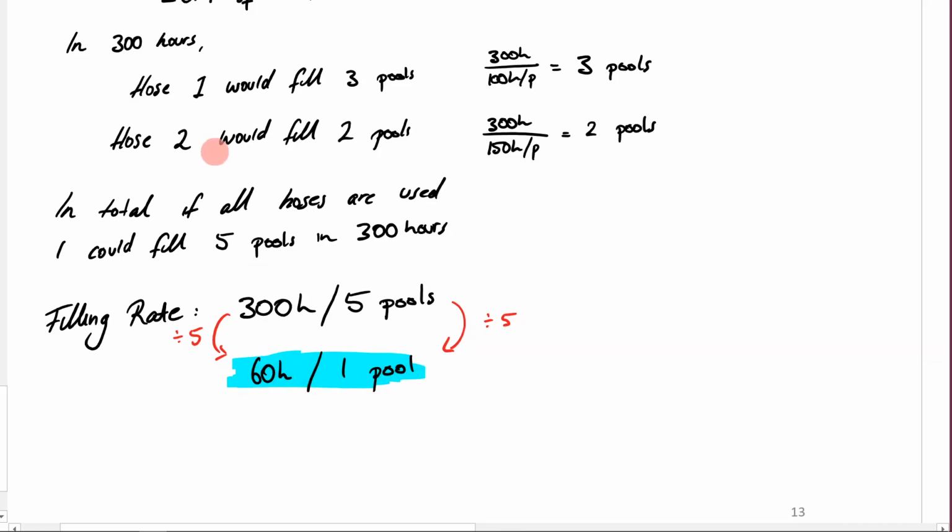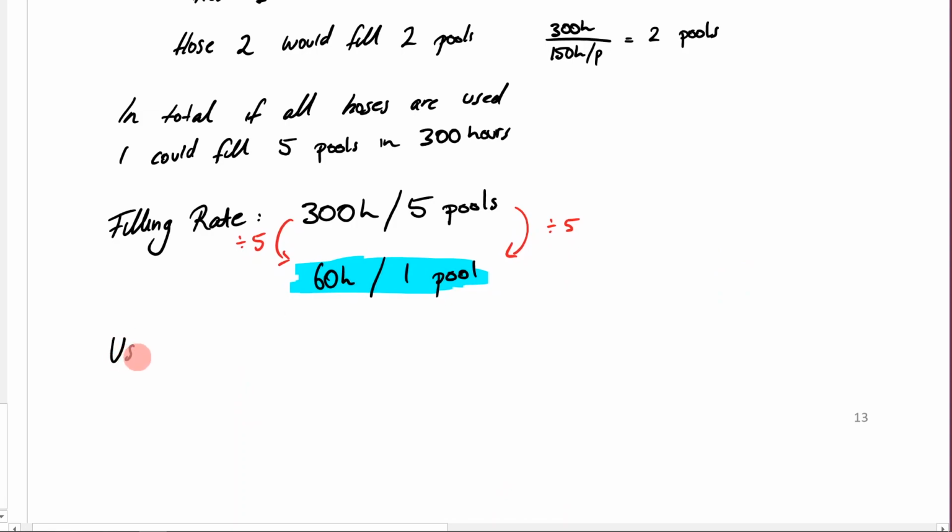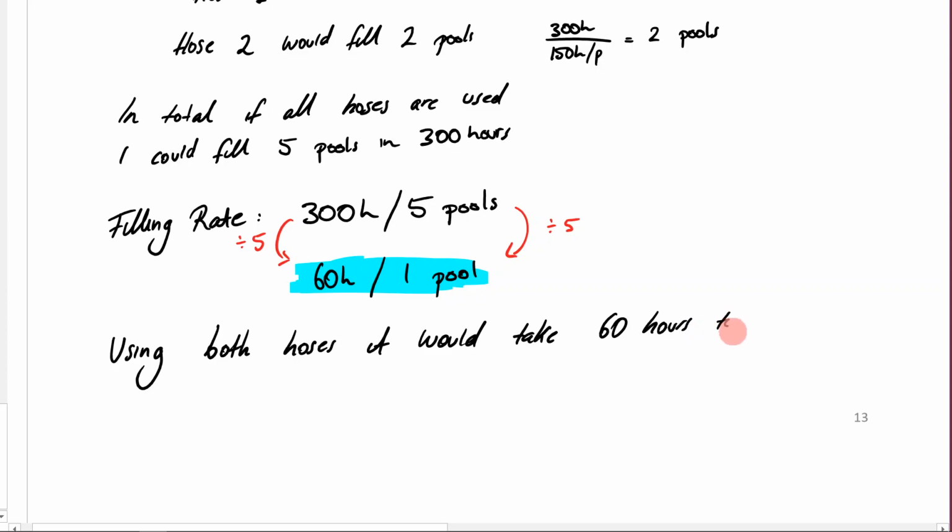And you could write this down as a sentence at the end. So you could say, using both hoses, it would take 60 hours to fill the pool. Let's just give that a highlight. Perfect. So there you go.